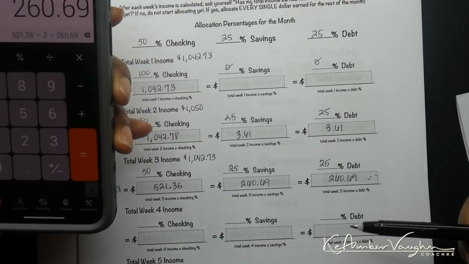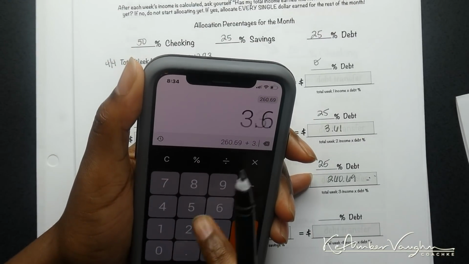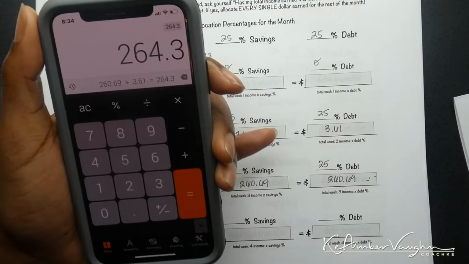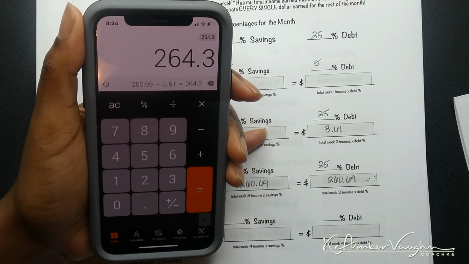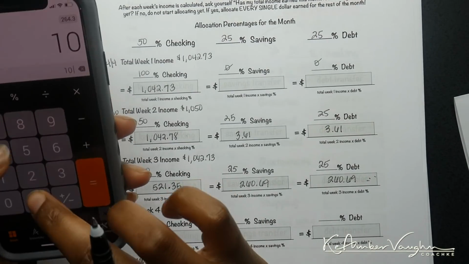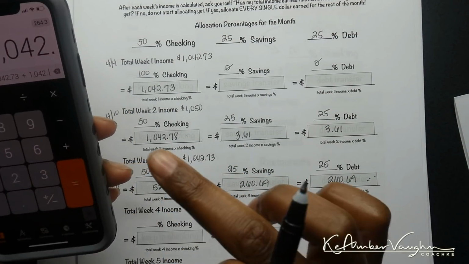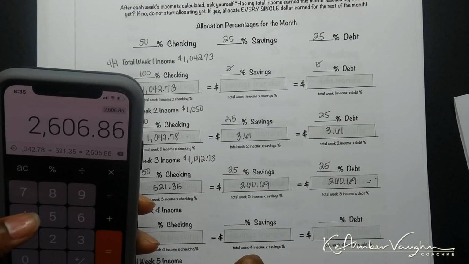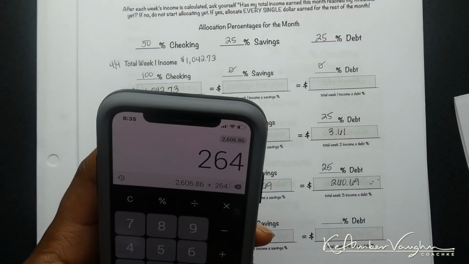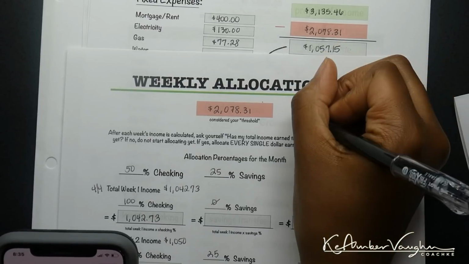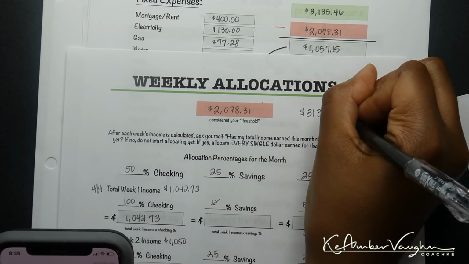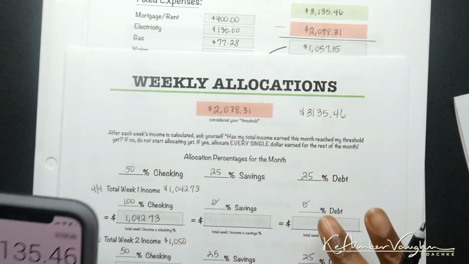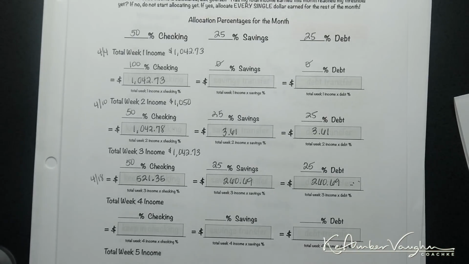So I would do the same thing. So now your total extra debt payment for this month is going to end up being $264.30. That also was how much you sent towards savings. And then let's go ahead and calculate down how much you kept in your checking. 521.35. So we kept 2606.86. Let's go ahead and add across to make sure that we came up with our income amount, which this is the total for the income. Because if you take that times 2 plus that, that is your income for this month.